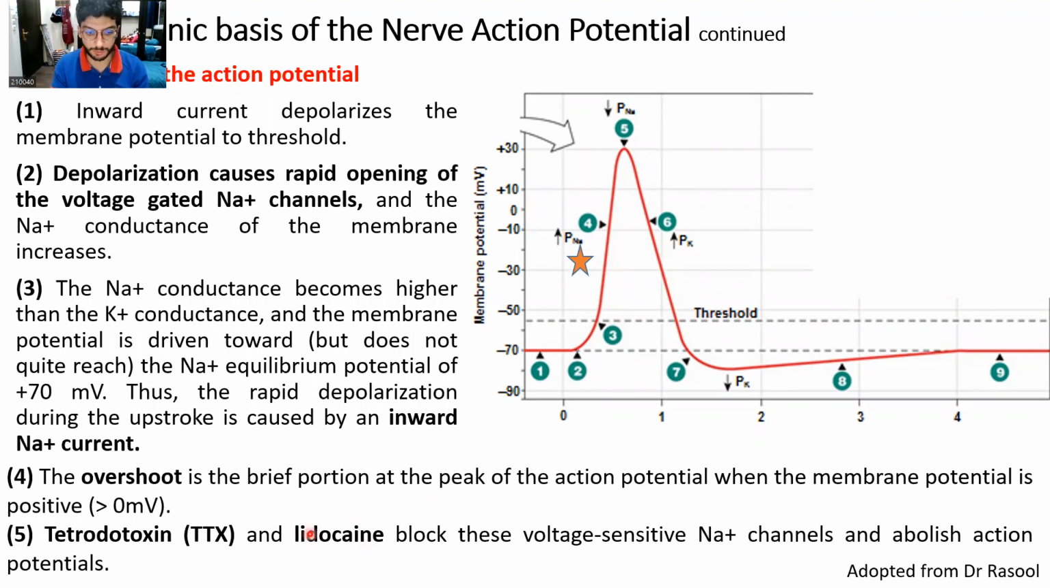The same thing happens with lidocaine. Tetrodotoxin and lidocaine do the exact same thing. The only difference is that lidocaine is a drug that you give to patients, while tetrodotoxin is a toxin you get from eating pufferfish. They inhibit voltage-gated sodium channels. You need to know this: tetrodotoxin, lidocaine, voltage-gated channel inhibition, and they stop action potentials.